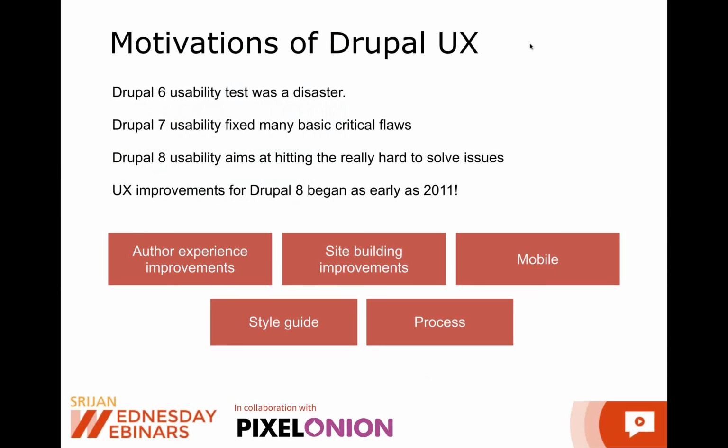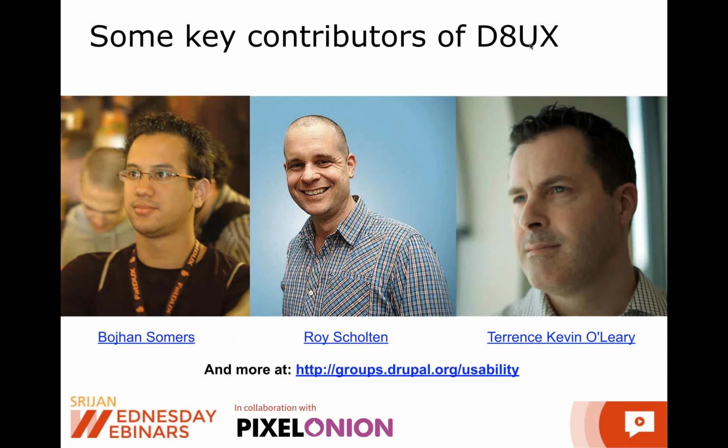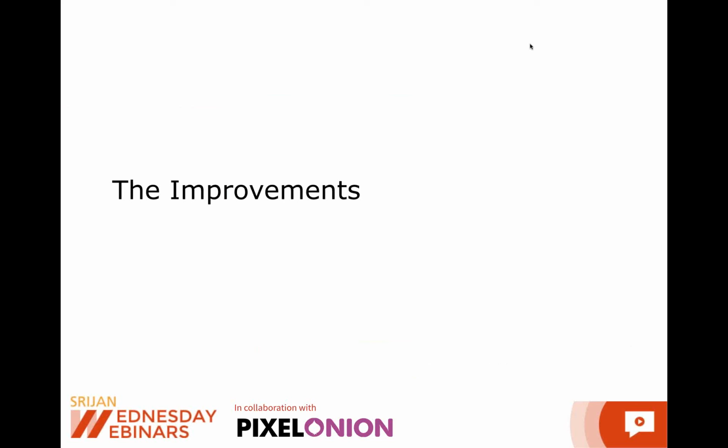So here are some of the key contributors for Drupal 8 user experience. These are names that can be found in the usability group in Drupal.org. Bojhan, Roy, and Terence. So Roy is working in Wunderkraut, and this Terence, Kevin, is actually working in Acquia. So let's dive into some of the improvements in Drupal 8.